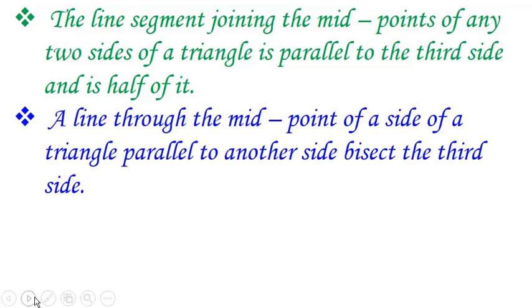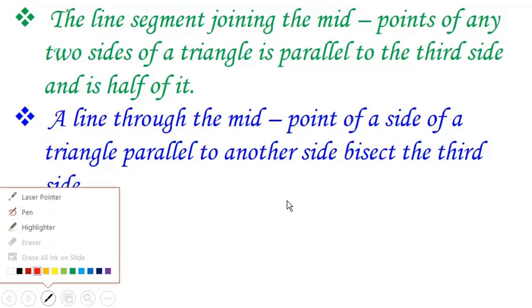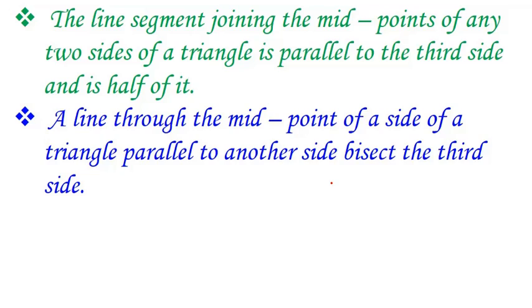So the next statement: a line through the midpoint of a side of a triangle parallel to another side bisects the third side. So let's draw the figure. This is a triangle and this is the midpoint of this side, and we draw a line which intersects this side at this point, and this one is parallel to this one. Then this point will be the midpoint of this side. In the YouTube live classes, I shall prove this theorem.